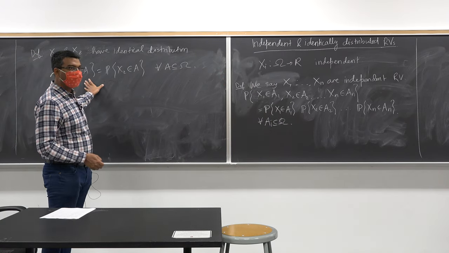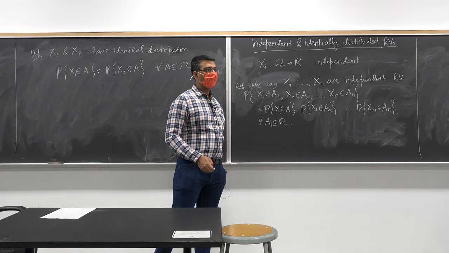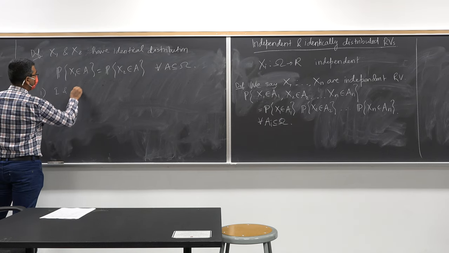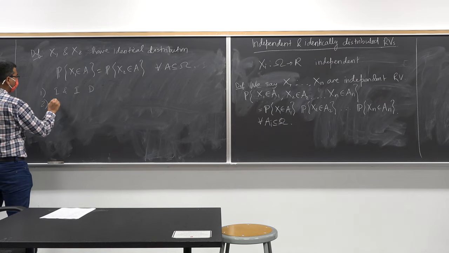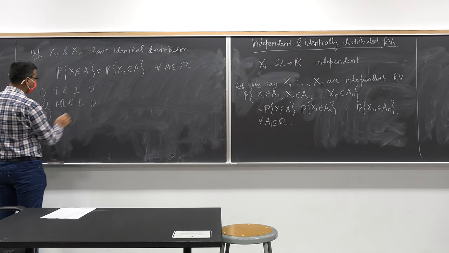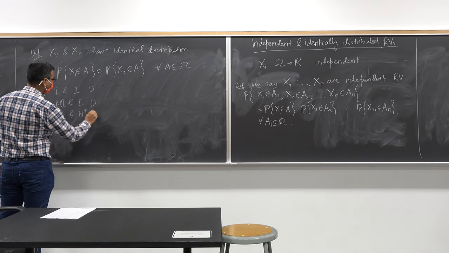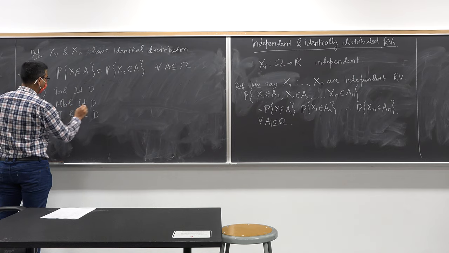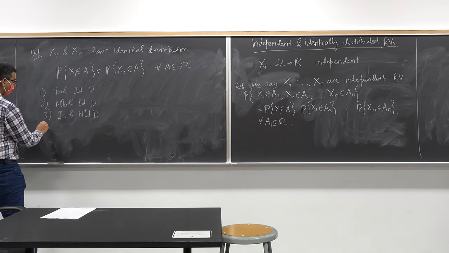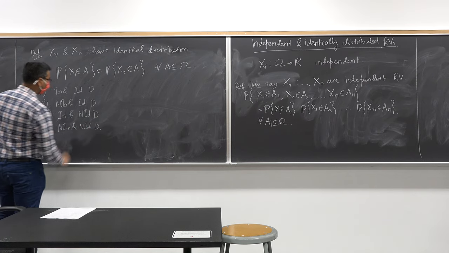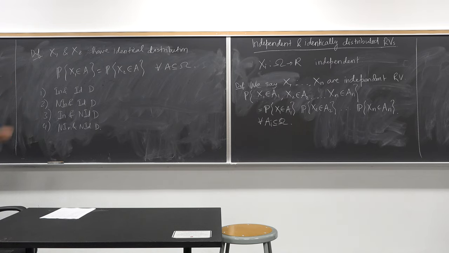They are not equal. It's non-identical distribution, but they are independent events. So you can have four possibilities. One is independent and identical distribution. Second is not independent, but identical distribution. I didn't give you an example for this. Third is non-identical distribution, independent, and fourth is non-independent and non-identical distributions. So all these four things can happen, and we are only going to concentrate on this one in today's class.